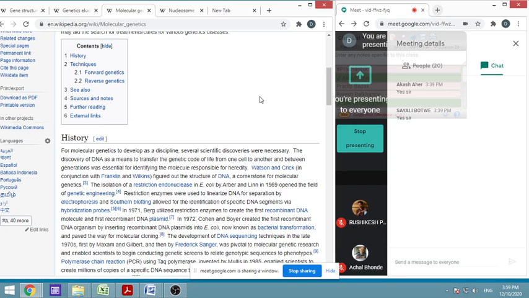The first one was, as I told you, Watson and Crick along with Franklin and Wilkins. They figured out the structure of DNA long back, and then slowly one after another various mechanisms and ways were developed by which people could identify the reason. Earlier a restriction endonuclease was isolated in E. coli, which opened the field that is called genetic engineering. We'll go for this topic later.